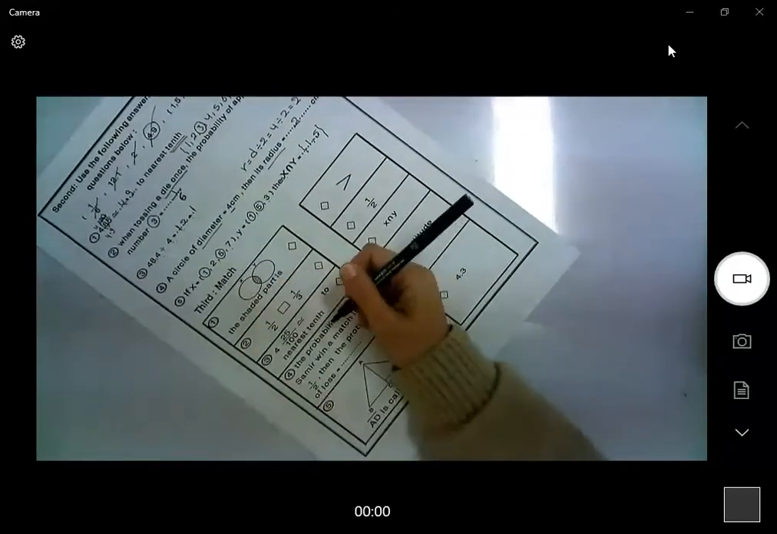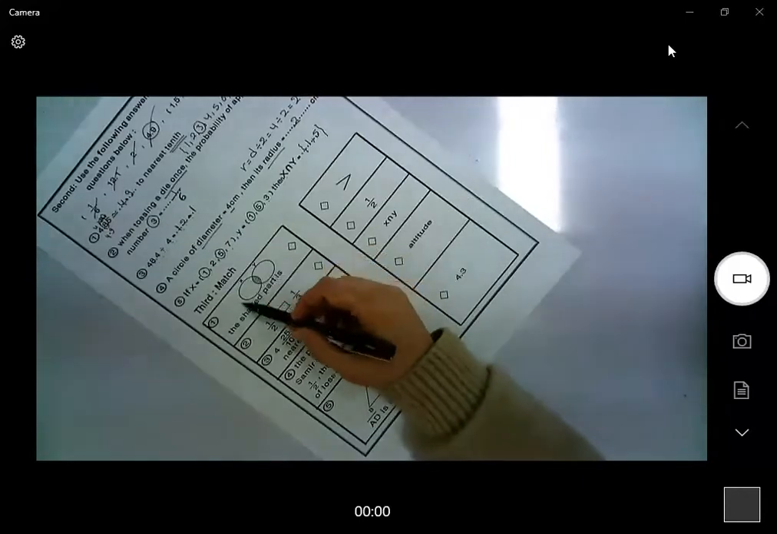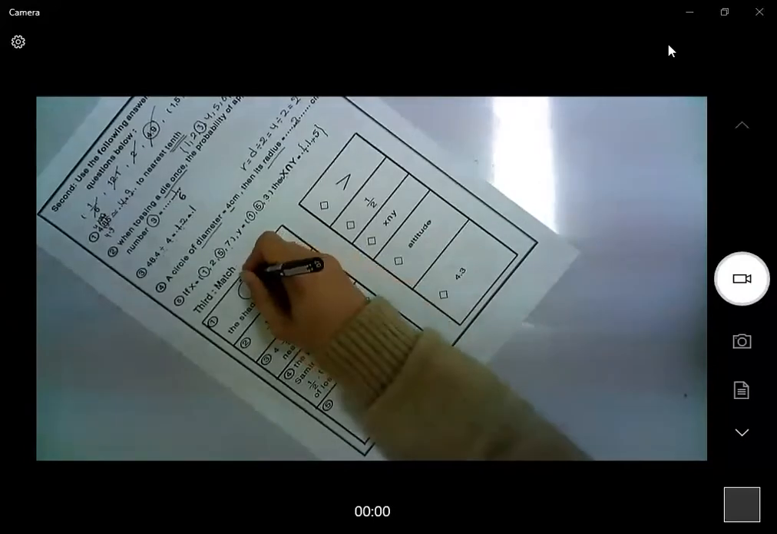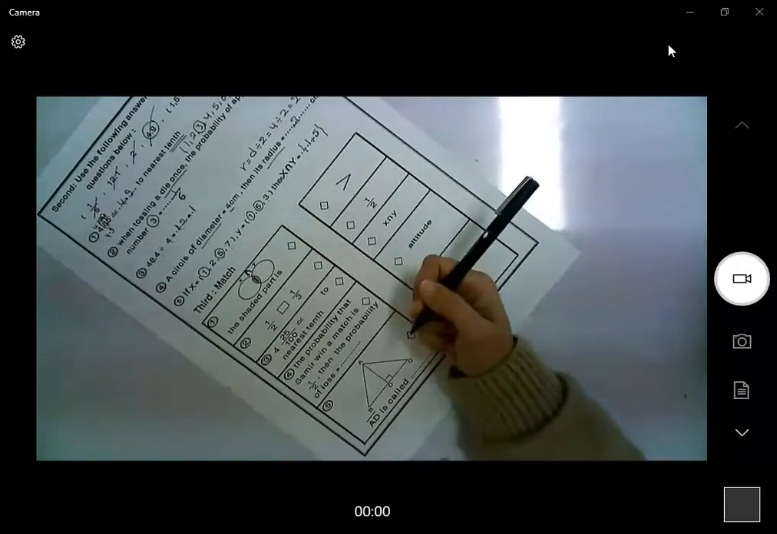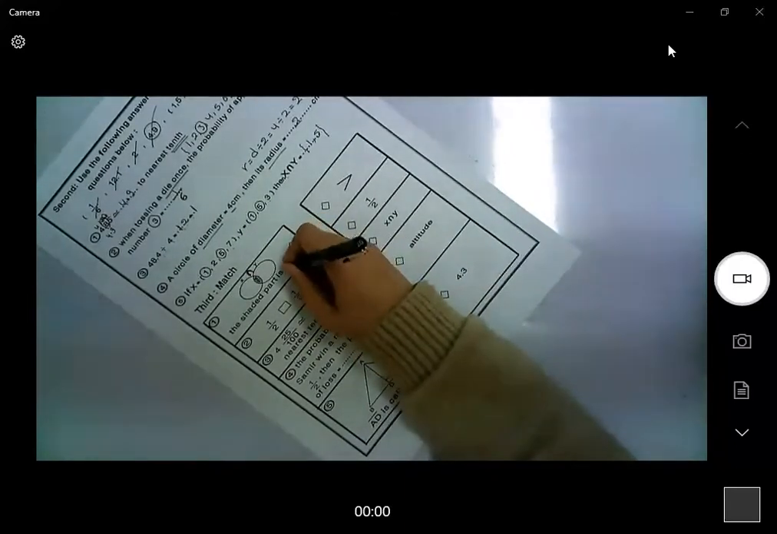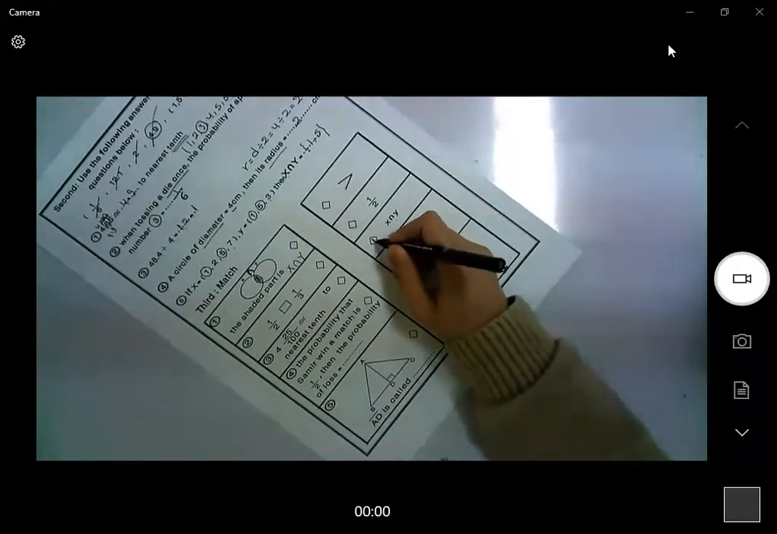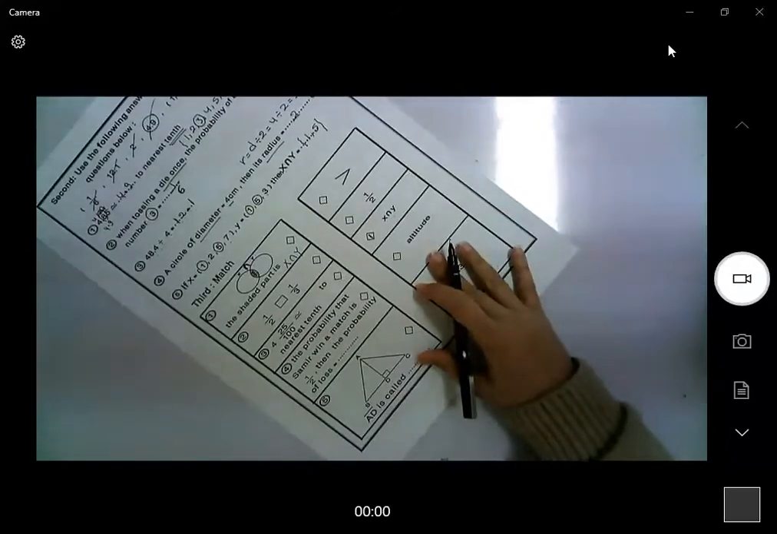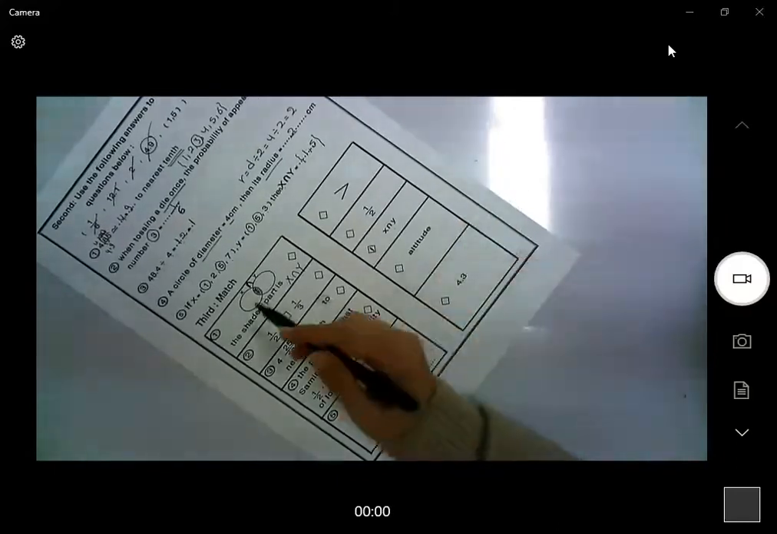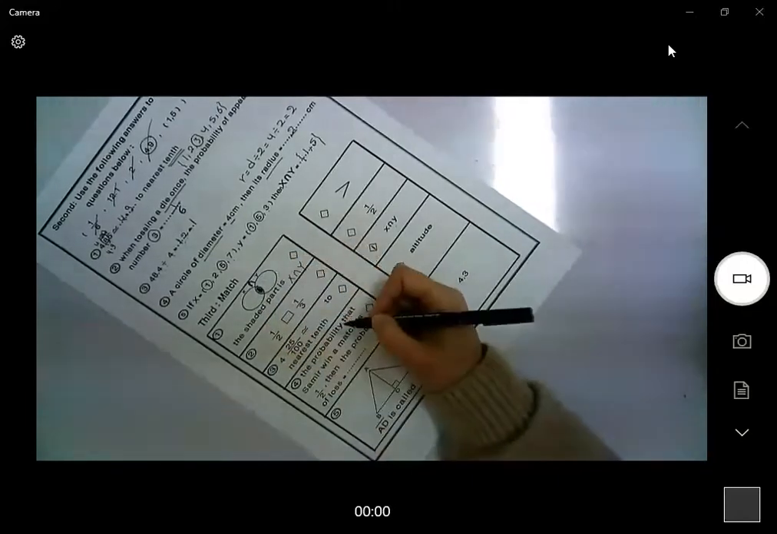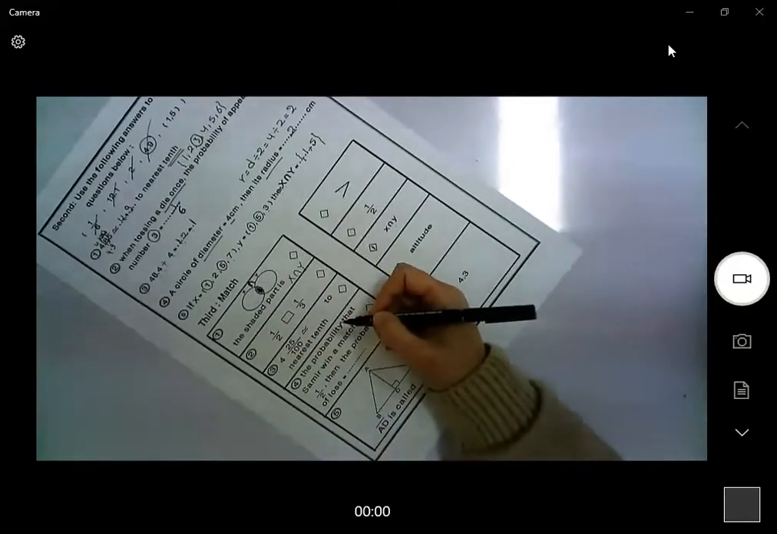Match X and Y. This is the common between X and Y, the intersection. This is X intersect Y. Here X intersect Y is number one. Again, the shaded part is what? This means X intersect Y.